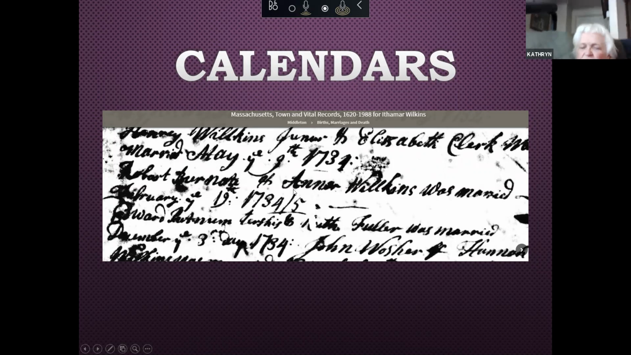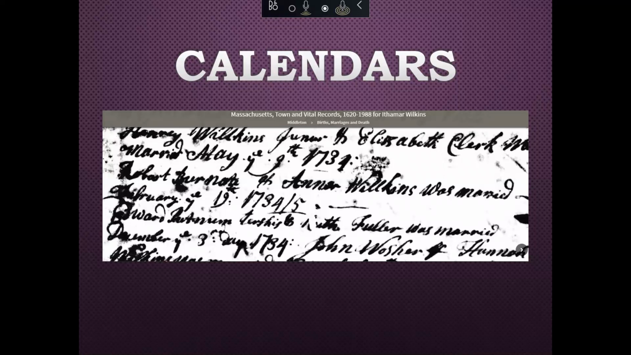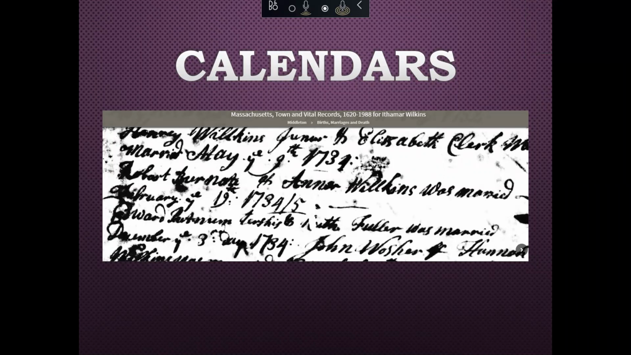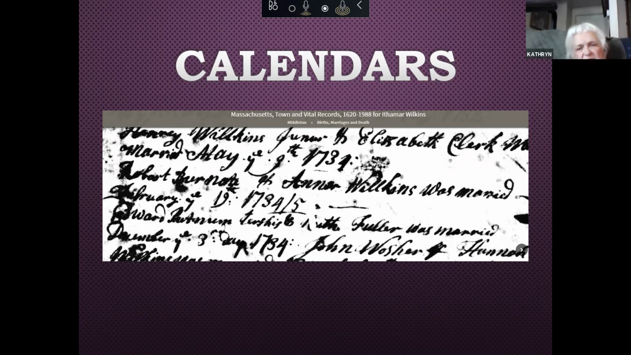DJ? Yeah. So that's 1734/5. And England went from Julian to Gregorian in 1752. So when did the US change? 1752 as well, because it was still a British colony. So, but this is 1734. Which is before 1752. Right.